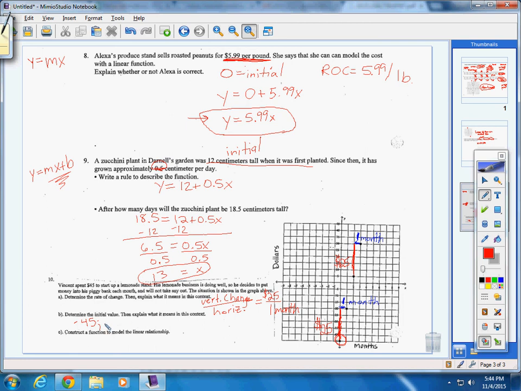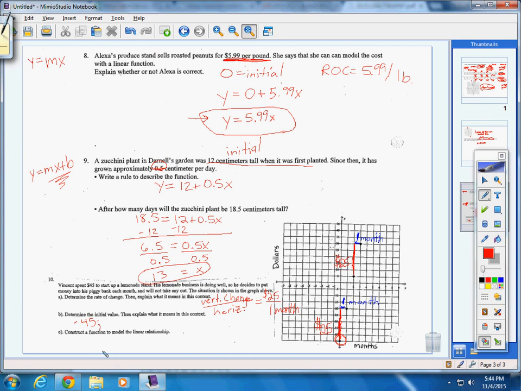Explain what it means. The initial value means that Vinny, or Vincent, borrowed $45 to start his business. So when he began, he owed $45. Several months in, he had started to make a profit.